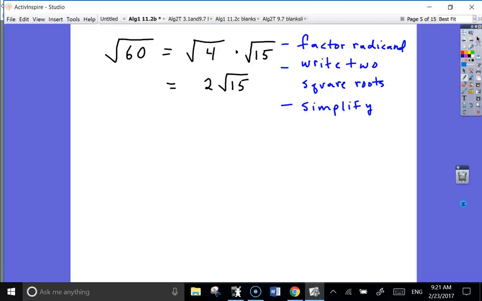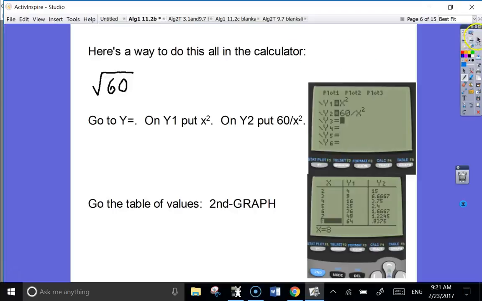Okay, so now here's an alternate way to do this, which I think you might find easier. Since we're trying to find the square root of 60, go to the y equals in your calculator. On the first line, put x squared. We did this yesterday to get your perfect squares if you need them. The next line is 60, the number we're trying to simplify, divided by x squared. Once you've got that in there, go to the table of values, second graph.